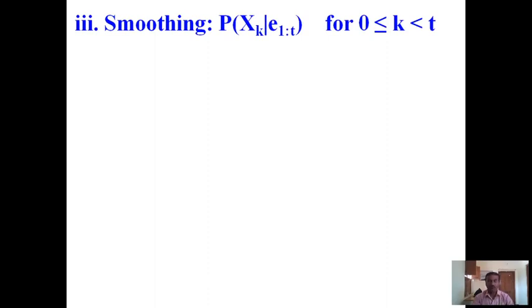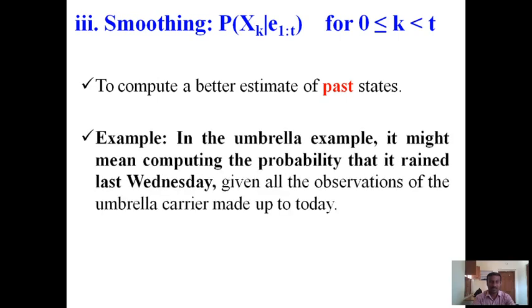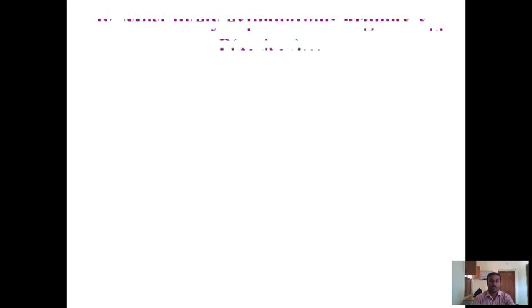Smoothing: P(X_k | e_1:t) for 0 less than or equal to k less than t, is to compute a better estimate of past states. For example, in the umbrella example, it might mean computing the probability that it rained last Wednesday, given all the observations of the umbrella carried made up to today.